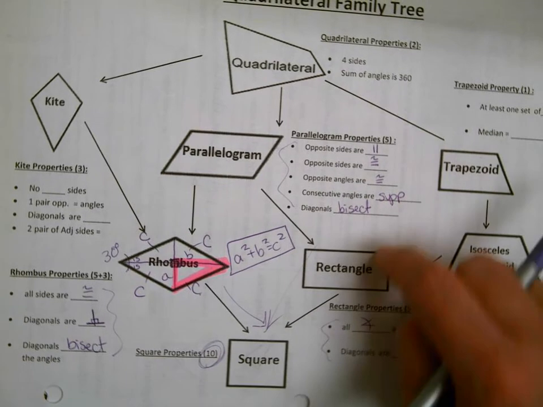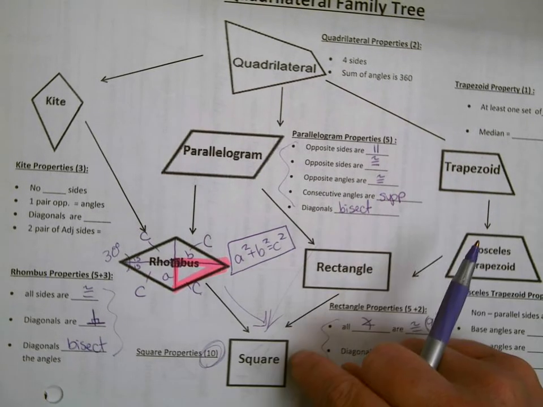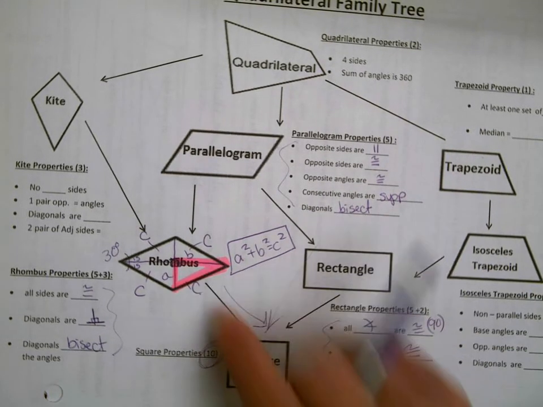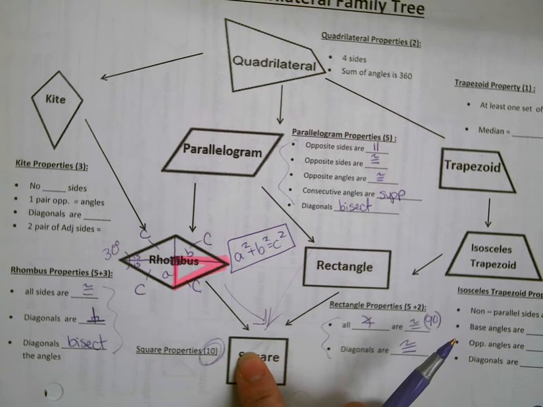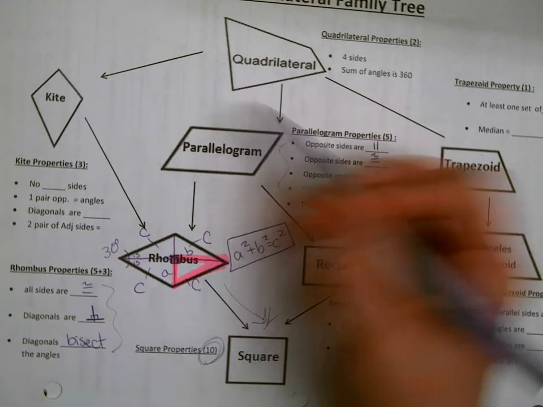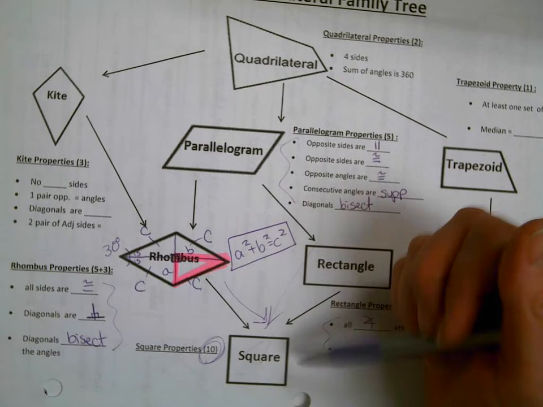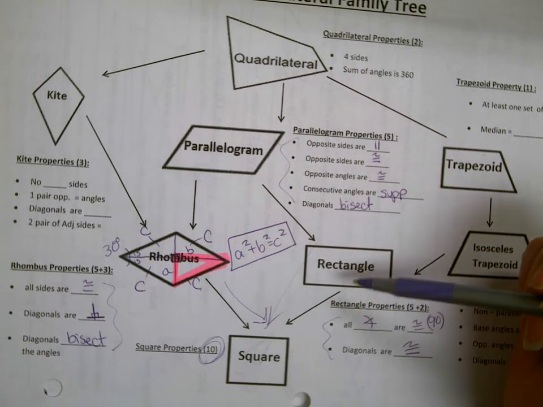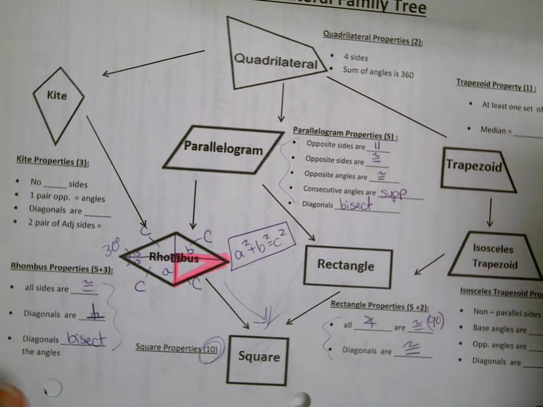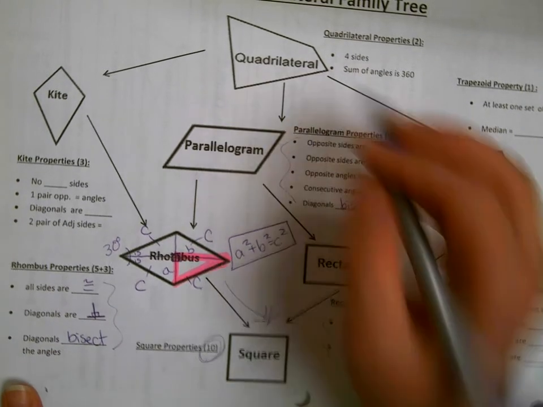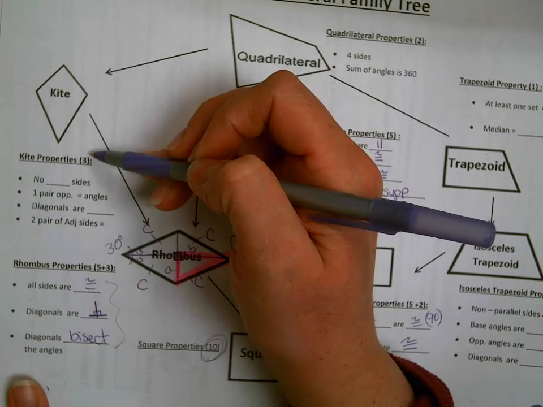However, is a rectangle always going to be a square? No, because it doesn't necessarily have equal sides. Is a parallelogram always going to be a square? No, because the square is at the bottom of the family tree. We're going to talk about some of those relationships in the next class as well when we go over the trapezoid. This kite kind of is hanging out by itself.